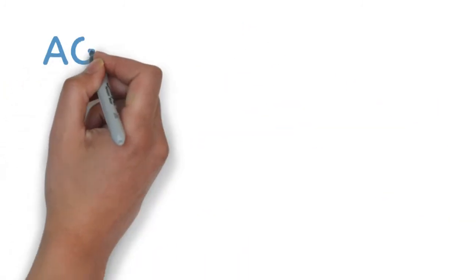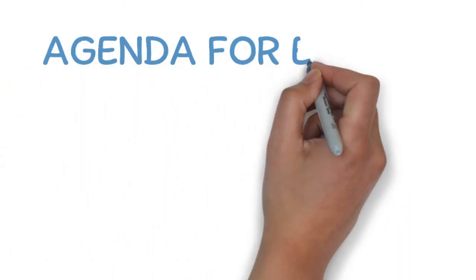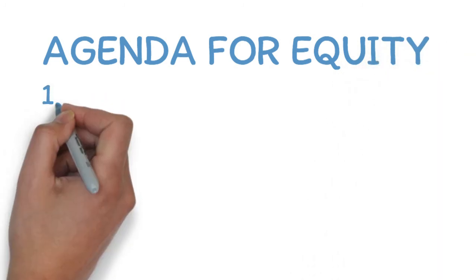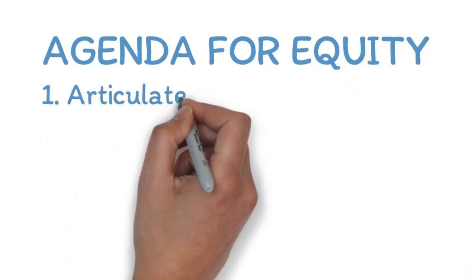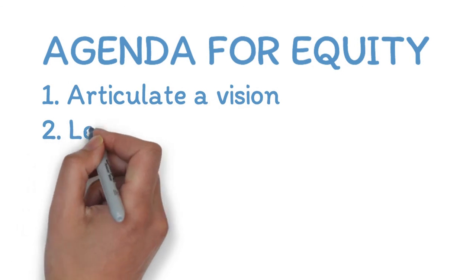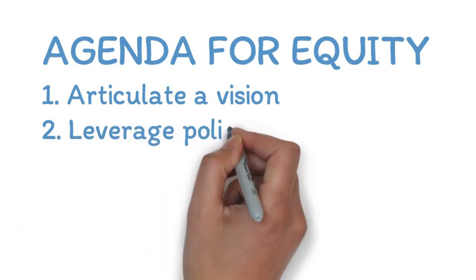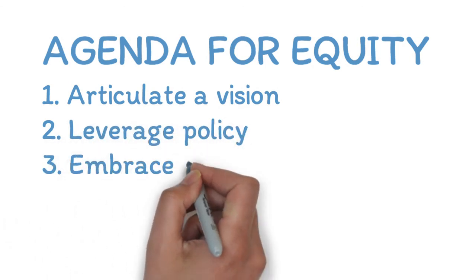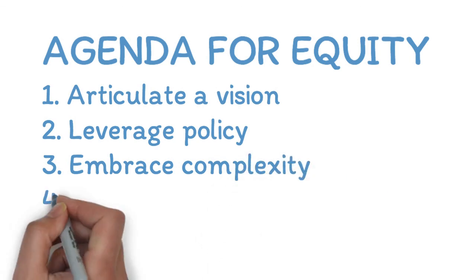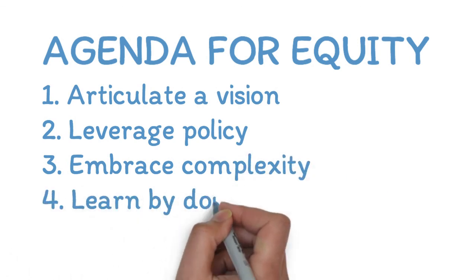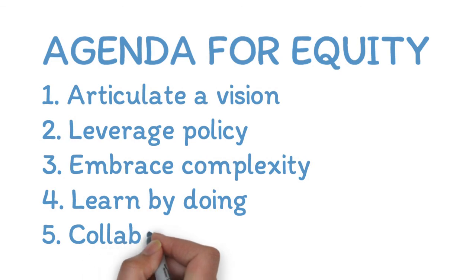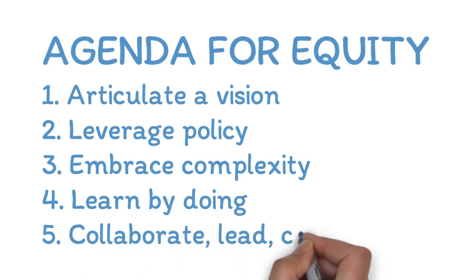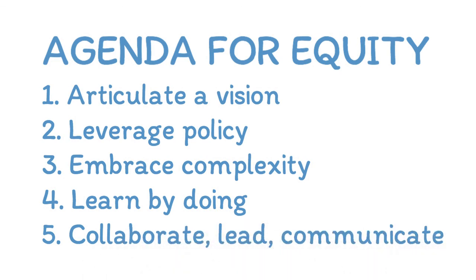To recap, these are 5 ways to start putting equity on the agenda in your organization. Articulate your vision for health equity. Work with the mandate you have and leverage existing policies. Embrace ambiguity and complexity. Gradually and creatively build your resource base. Collaborate, lead, and communicate your way to being a health equity champion.